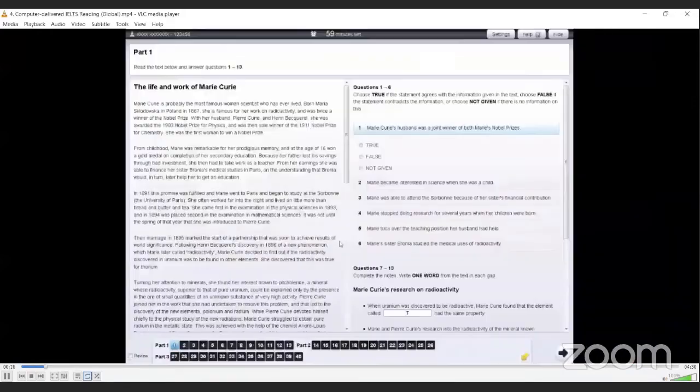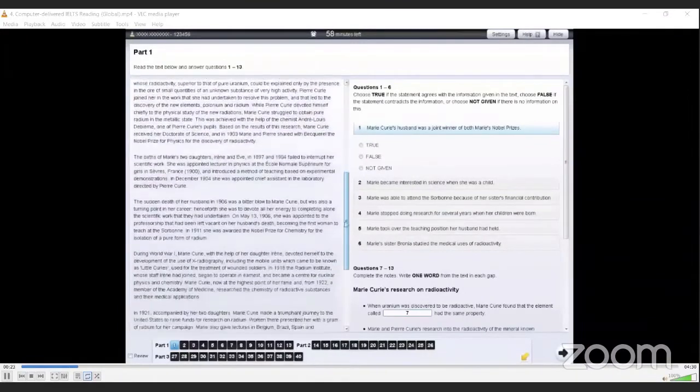In the reading test, the text appears on the left and the questions on the right. To see all the text and the questions, you'll need to use both scroll bars.